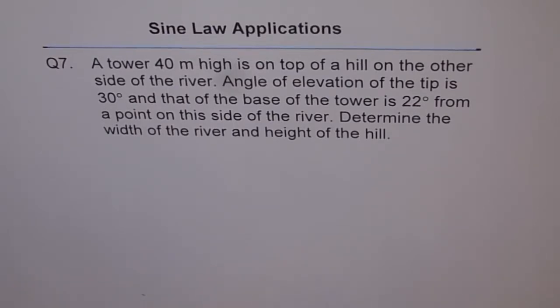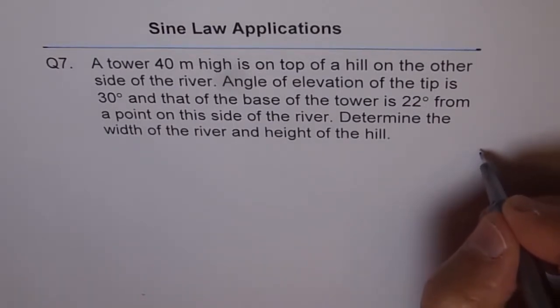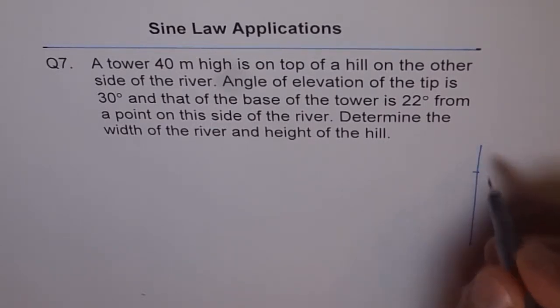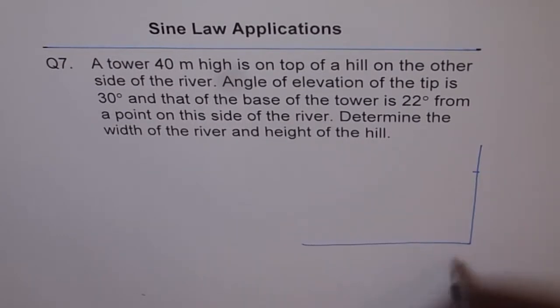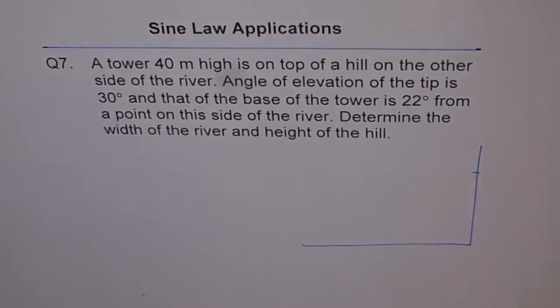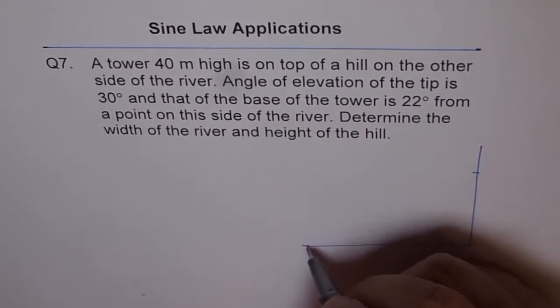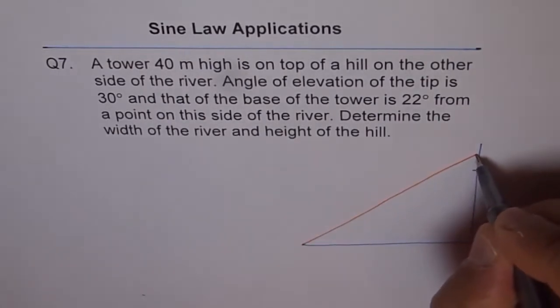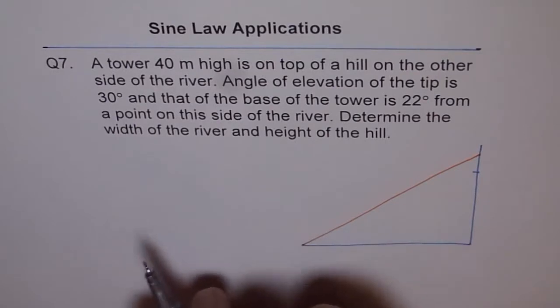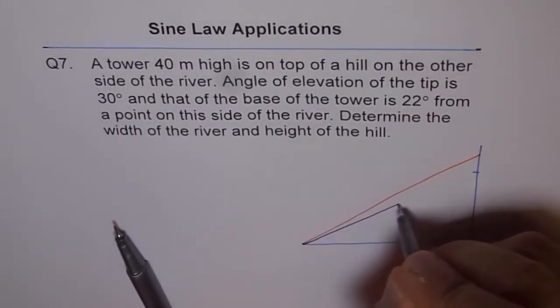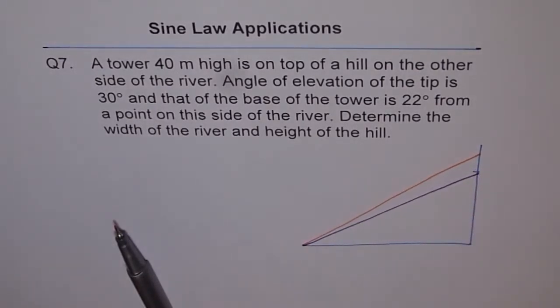Okay, first let's try to sketch the figure. Let's say that this is a tower on a hill, right? And here is the river, and let's say that the angle of elevation is 30 degrees and 22 degrees. So let's say this is 30 degrees for us. And the other angle, let me draw in a different ink, let us say 22 degrees. Now let's label it.